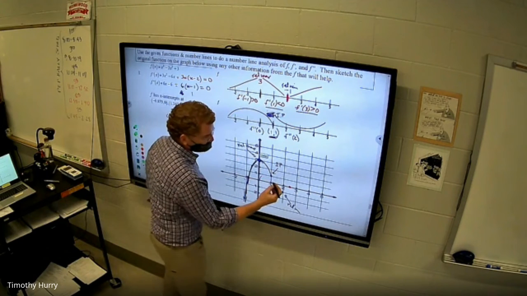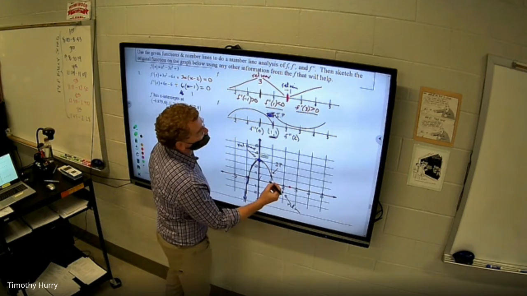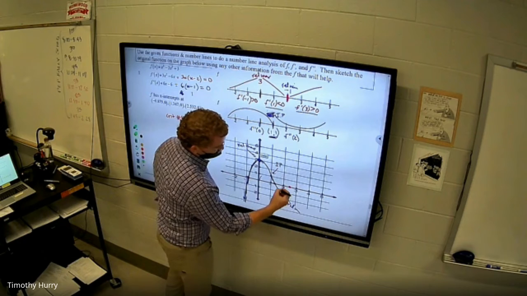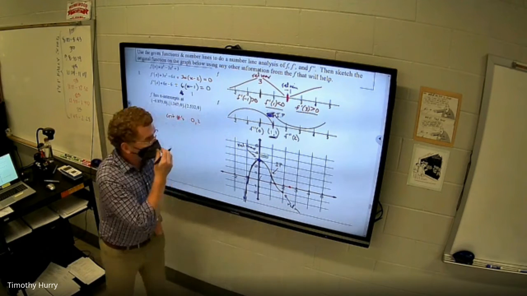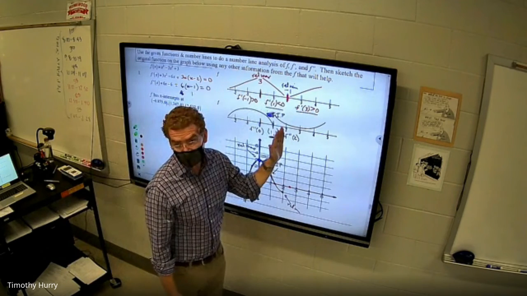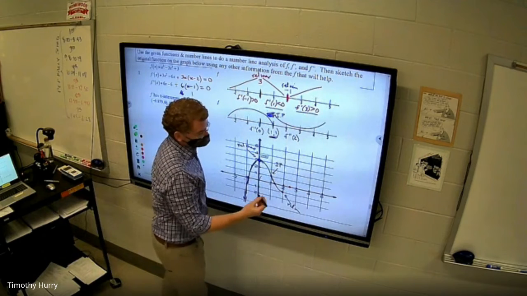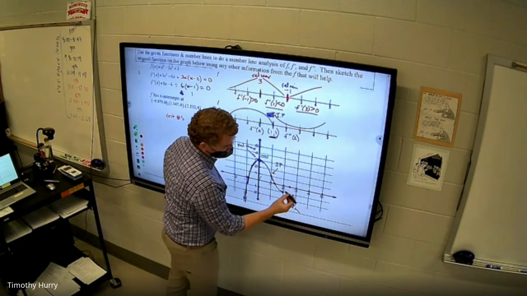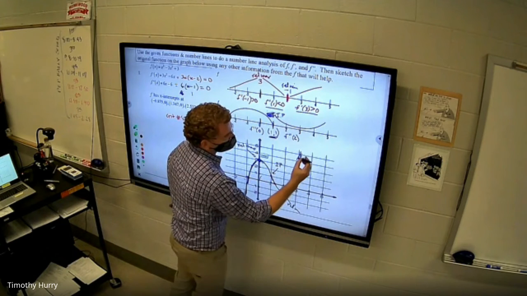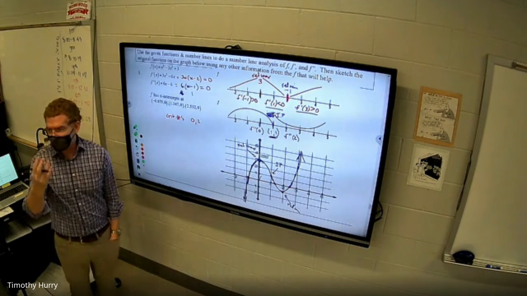So I'm still decreasing, but I am concave up, and I'm going to do that until what? Until I hit 2. At 2, what happens? Now I'm increasing, but still concave up, and that's going to happen for what? For all eternity? So increasing and concave up. And you just drew a really nice graph.